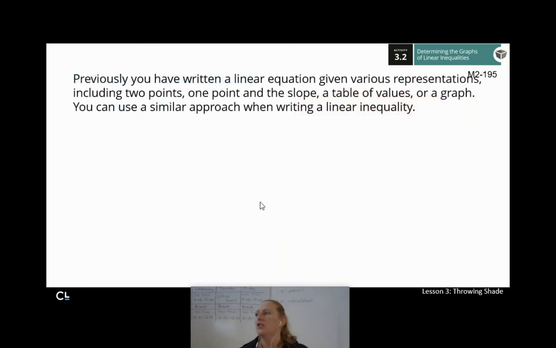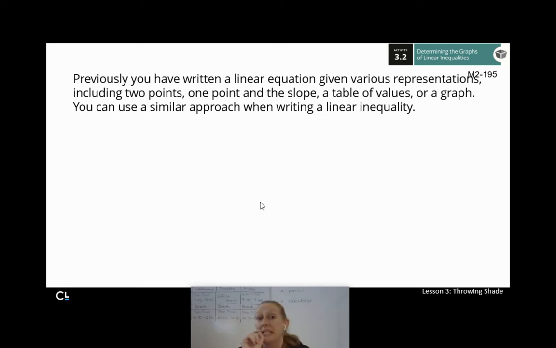So let's just talk for a second here. Previously, you have written a linear equation given various representations, like if you have 2 points or a point and a slope or a table of values or a graph. We've done that before. If I have the slope and the y-intercept, I can write y equals mx plus b.